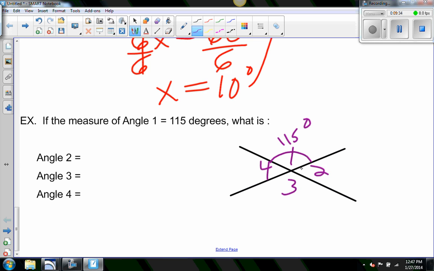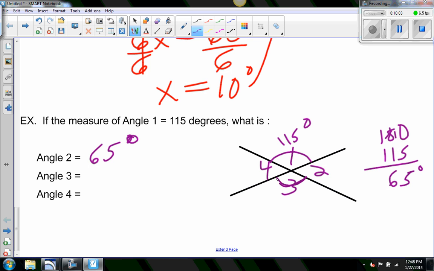So angle 2, I know that angle 1 and 2 together make a straight line. And a straight line has to be 180 degrees. So to find angle 2, I'm just going to take 180 minus my 115, and that will give me 65 degrees. So angle 2 is 65 degrees. How do I know that? Because I know that these two together make a straight angle, which is 180 degrees. They're supplementary. They add up to 180.